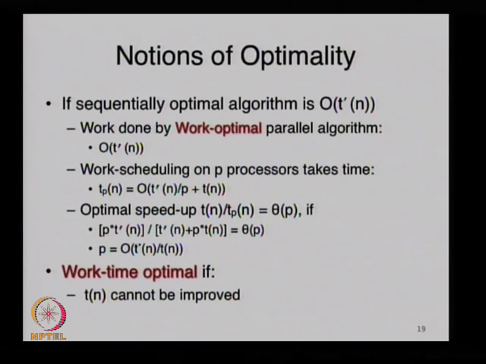And so that brings us to the notions of optimality. Work optimal is something that takes an amount of work that is equal to the best sequential algorithm. Work optimal doesn't mean it's going to be the fastest for every machine.